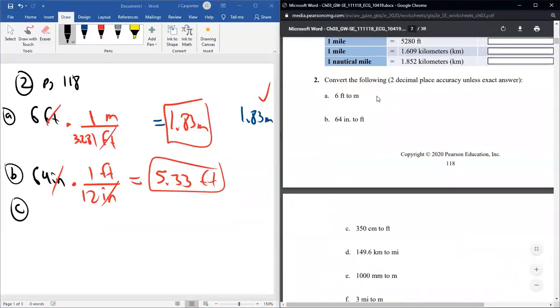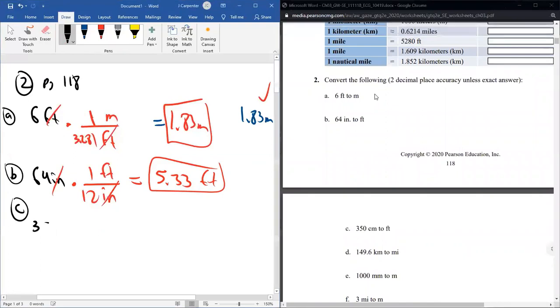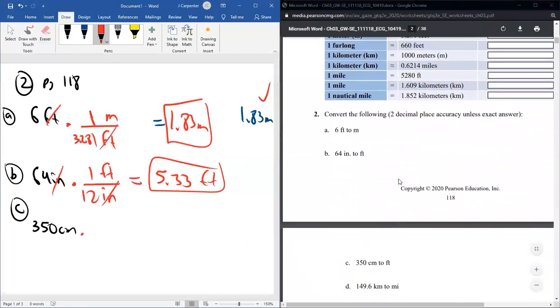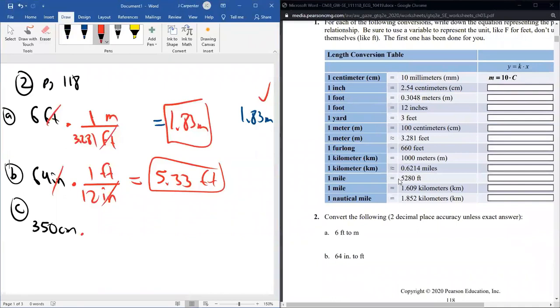C. All right, we got 350 centimeters, and we want to convert this to feet. So I don't expect anyone to know off the top of their head how many feet is how many centimeters. So you would go to this table again. We're going from centimeters to feet, so 350 centimeters to feet. Why would you want to convert centimeters to feet? Well, maybe you've got to deal with someone else and they've measured in feet and you've measured in centimeters, and it would just make more sense if you're both in the same units and the other person has higher rank than you, so you got to change your units to theirs. Something like that.